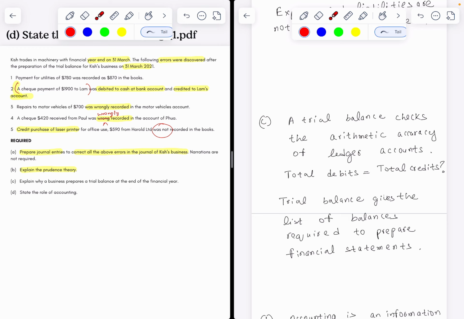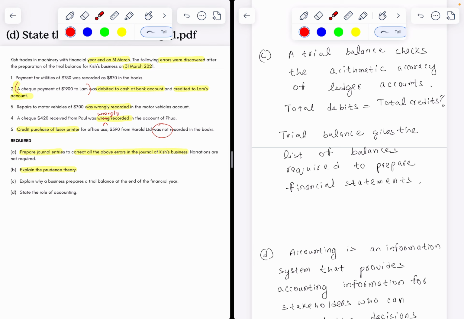So part C, explain why a business prepares a trial balance at the end of the financial year. All right. So a trial balance simply checks the arithmetic accuracy of ledger accounts. What do we understand by that? So we are checking whether total debits equal total credits. All right. So that is the first reason for why we prepare a trial balance. And the second reason is to ensure that the list of balances that we have can be used to prepare the financial statements, which are the statement of financial performance and the statement of financial position, also known as the income statement and the balance sheet.